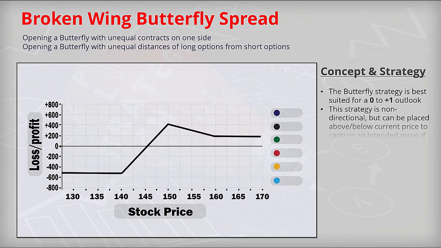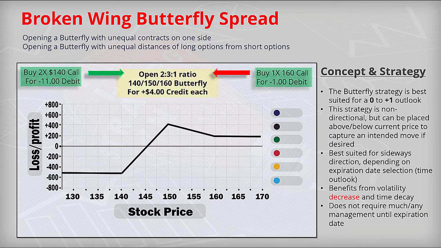If we take a look at a side-by-side comparison of the broken wing butterfly. Now again, a true butterfly is going to be where you have the same amount of contracts on each side. So that's the easiest way to think of a broken wing butterfly, is that you've got more contracts on one side or the other. So you've got the short option, and then you make up the difference on the edges. Another way to do a broken wing butterfly is to do unequal distances. For example, someone could do the 140, 150, 170 butterfly all at the butterfly ratios. They could buy 1 of the 140, sell 2 of the 150, and buy 1 of the 170. That's still going to make it a broken wing butterfly.